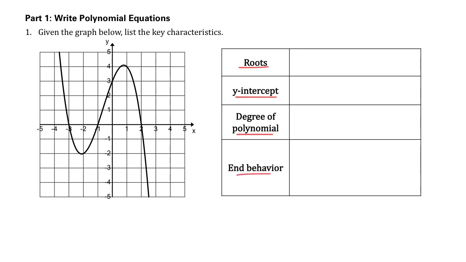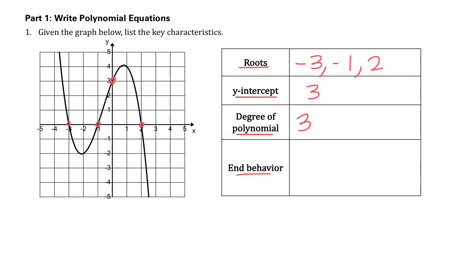So for the roots, we just look at what the x-intercepts are. Same thing, roots, x-intercepts, zeros, those all mean the same thing. So we have -3, -1, and 2. Y-intercept, where it's crossing the y-axis, 3. The degree of the polynomial must be 3 because there were 3 roots. The degree of the polynomial and the number of roots that it has should match.